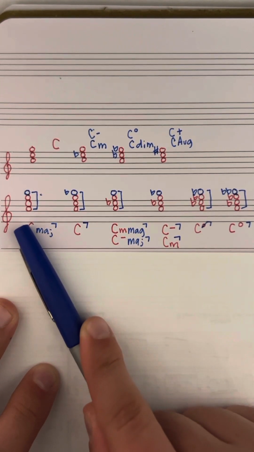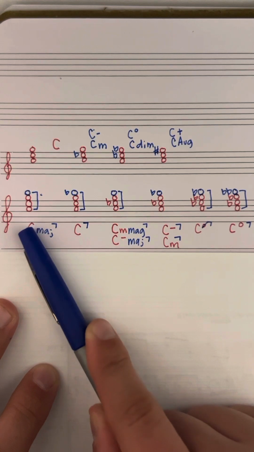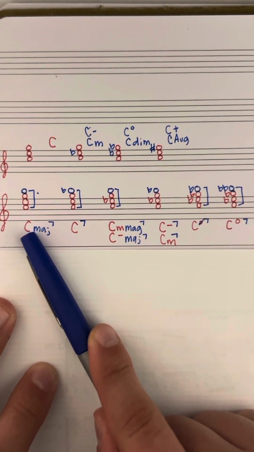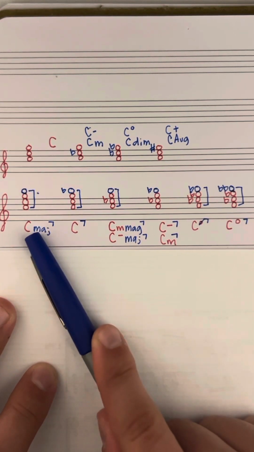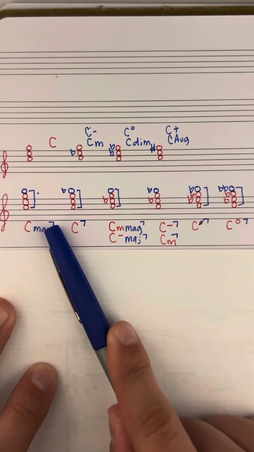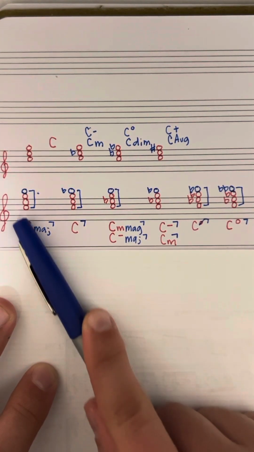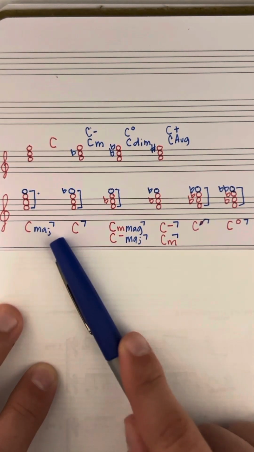So we have a C major triad, which is indicated by this regular C, just like here. And then you have to indicate that it's a major 7 on top. So we would simply write that as maj 7. So this is a C major 7 chord. C major triad with a major 7 on top.